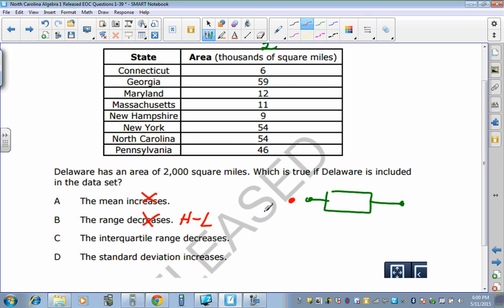The interquartile range decreases. That probably is not true because it's an outlier. The interquartile range is still going to stay here, so that's not going to count. Standard deviation, remember, means average deviation from the mean. The mean is somewhere over in here, and the deviation from the mean is increasing because you are going further from the mean with that one there. Remember, the more spread out your data is, the greater the standard deviation. So that would be your answer.